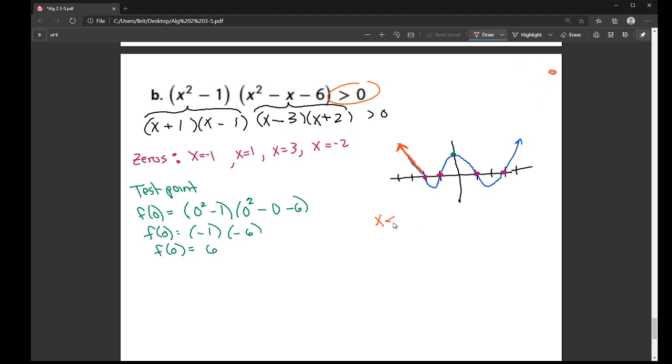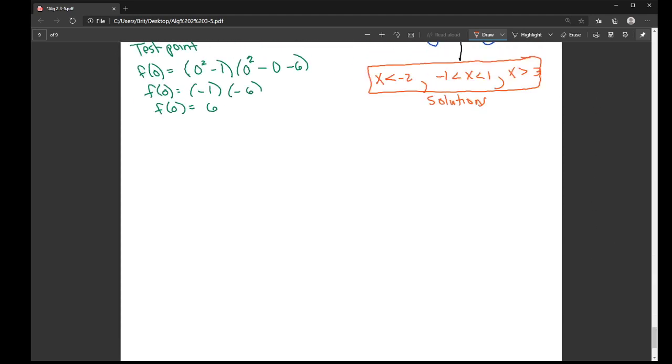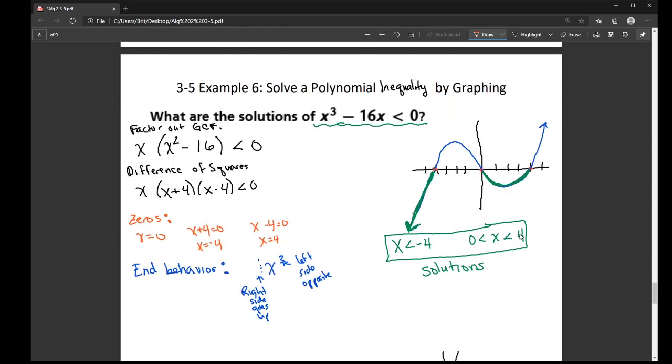There we go. So again, where x is less than negative 2 gets me that part. And then here, it's also above the x-axis, or above 0. So I know that I need to go from negative 1 to positive 1. And then here, it's above again, and that's where x is greater than 3. So these are our 3 solutions. So there we have it. That is how to solve a polynomial inequality. Until next time.